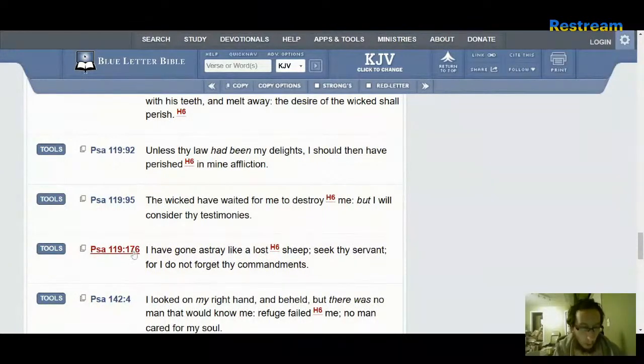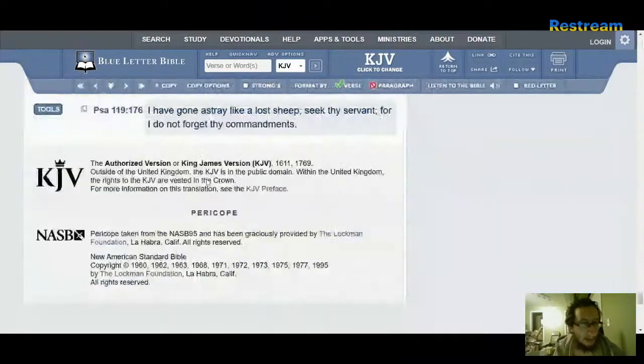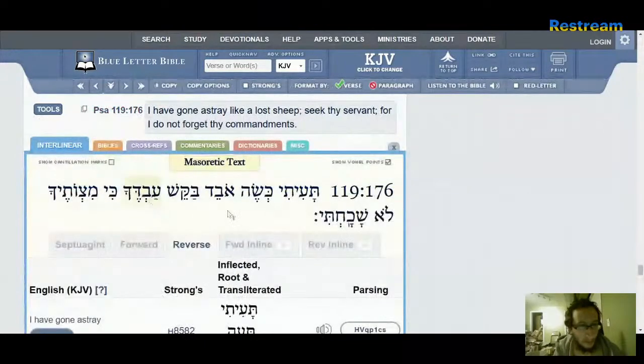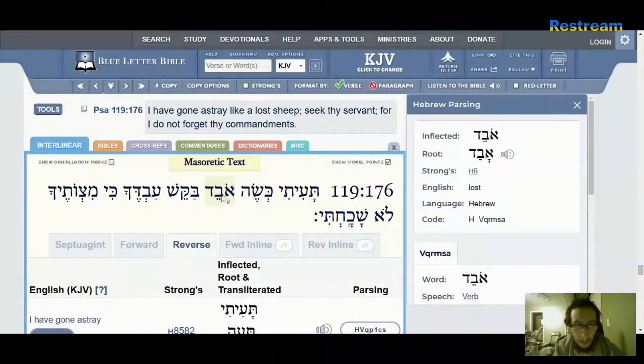The word used is abad, or destroyed or perish, but it's not saying the sheep is destroyed, but it's using that word, lost. So I have gone astray as a sheep that is destroyed. Now this is being used as an adjective, it looks like. They say it's a participle. In other cases, it's a participle or an adjective. It's a sheep that is lost, a lost sheep. So clearly it's not saying the sheep is destroyed.